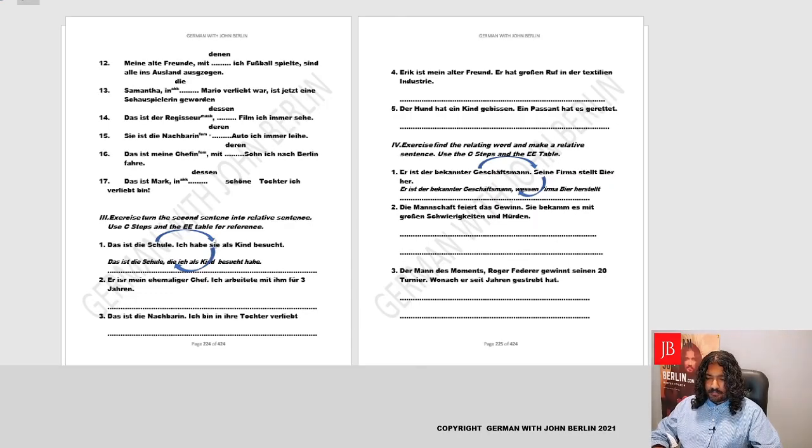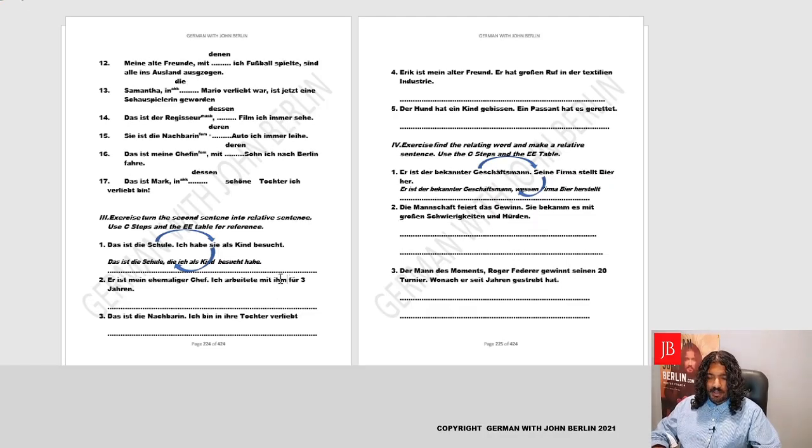Moving forward, ist mein ehemaliger Chef. Ich arbeitete mit ihm für 3 Jahre. He is my former boss. I worked with him for 3 years. So again, what are the relating words here? It's ehemaliger Chef, my former boss, and ich arbeitete mit ihm, with him. Yes, these are the relating words.